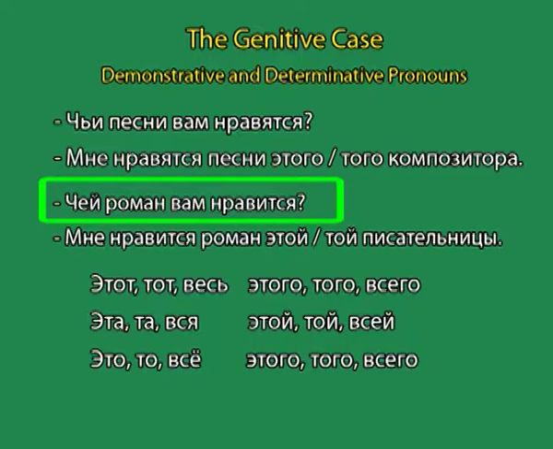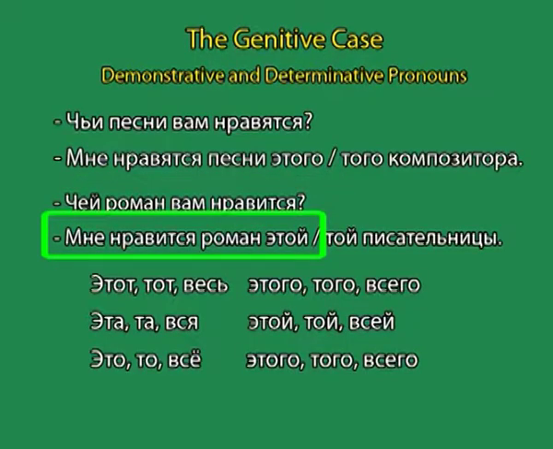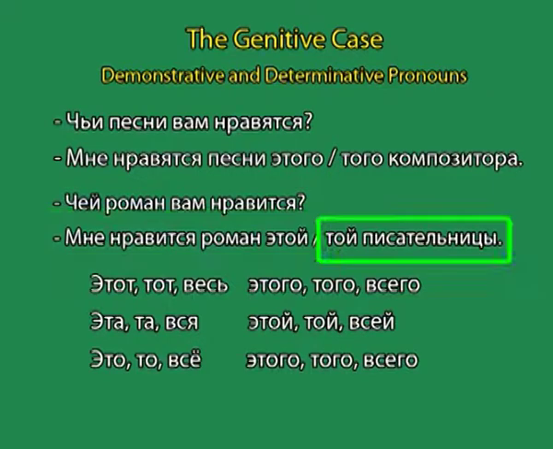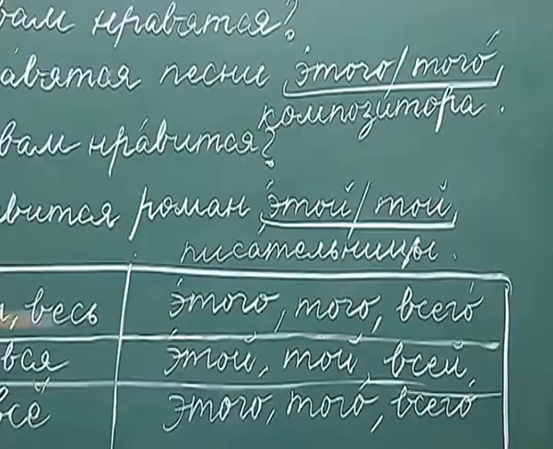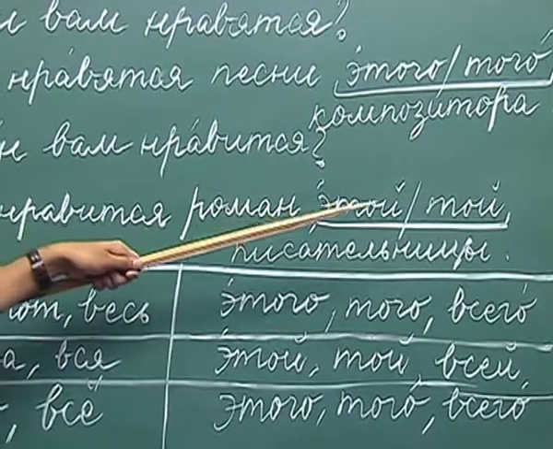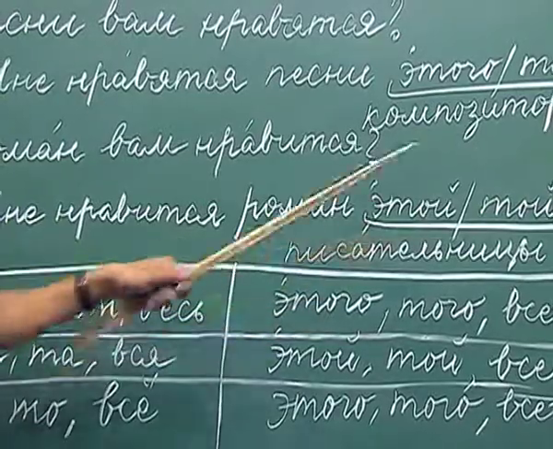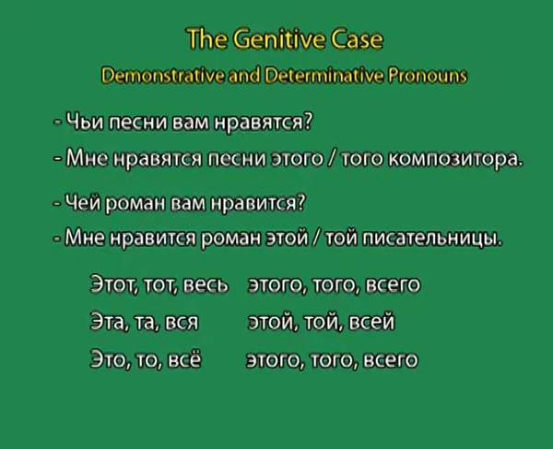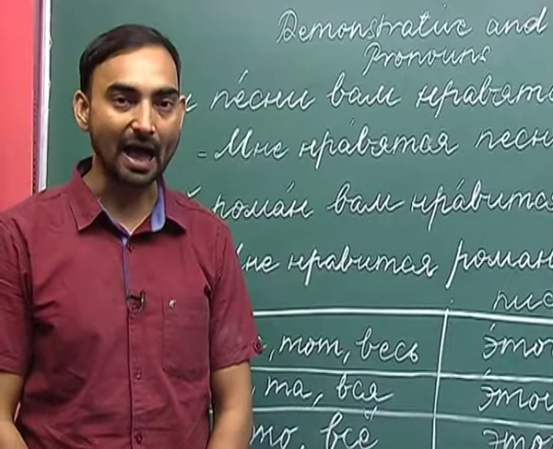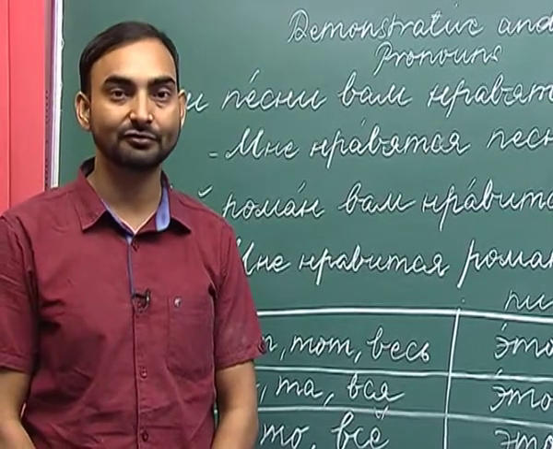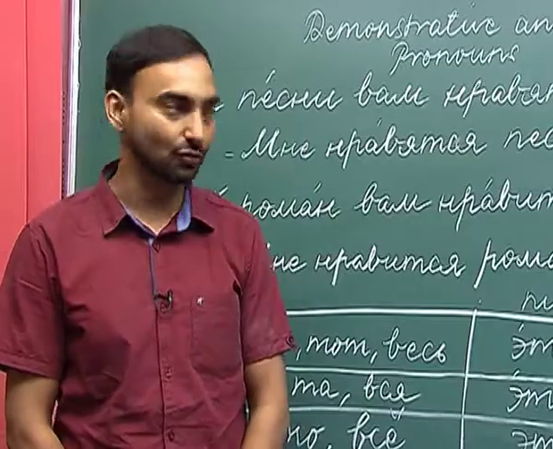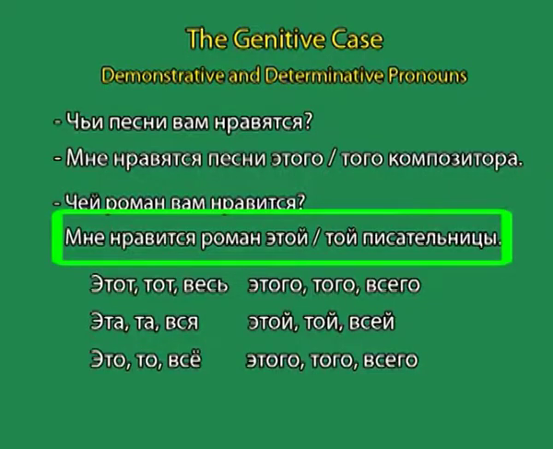Чей роман вам нравится? Мне нравится роман этой или той писательницы. Этой comes from the demonstrative pronoun эта, and той comes from the demonstrative pronoun та, which are feminine forms of the demonstrative pronouns этот and тот. I like the novel of this or that female author. Писатель is a male author and писательница a female author.